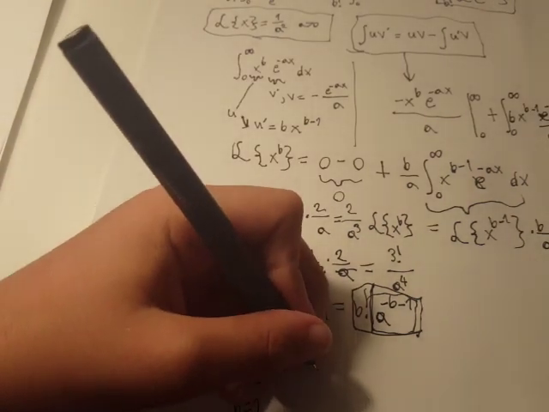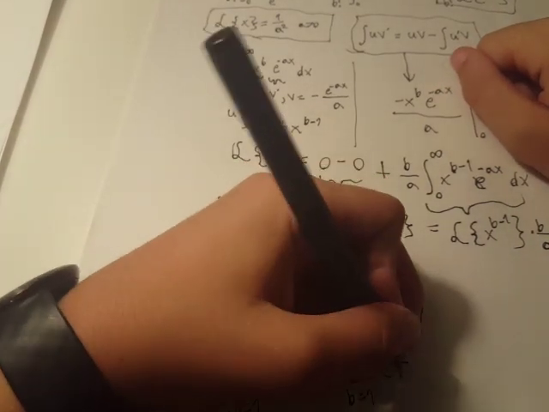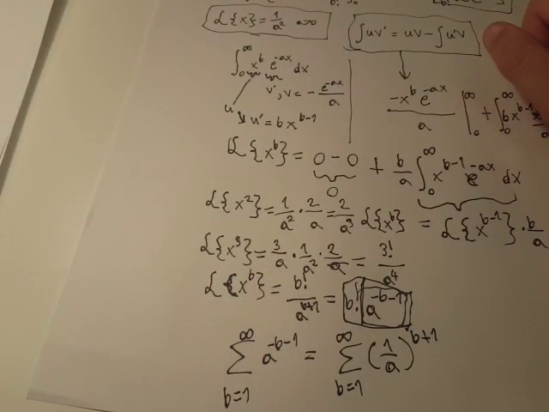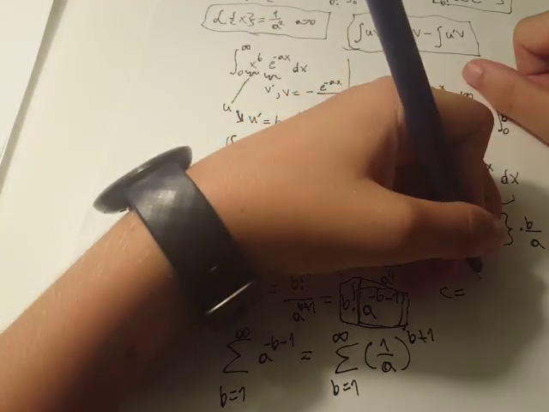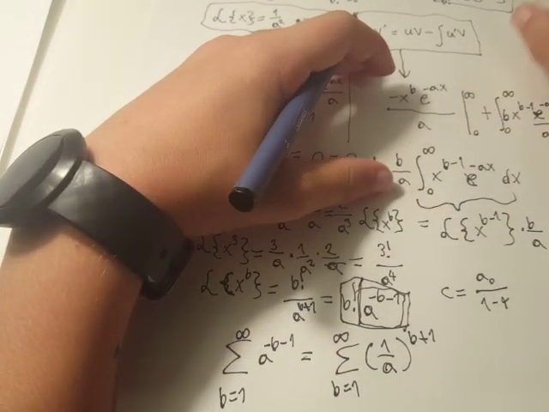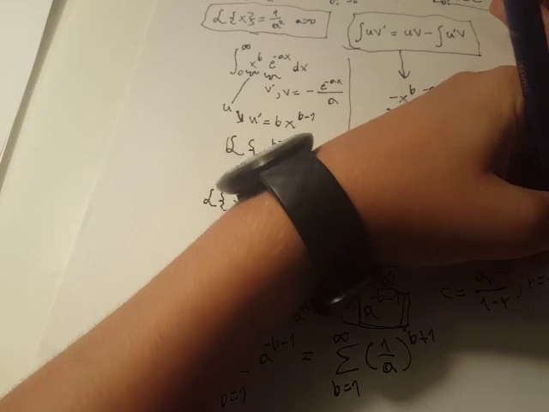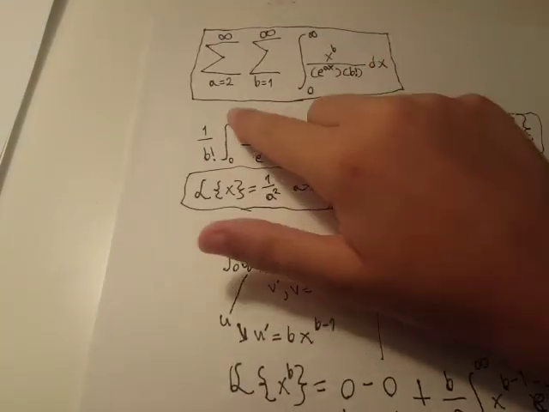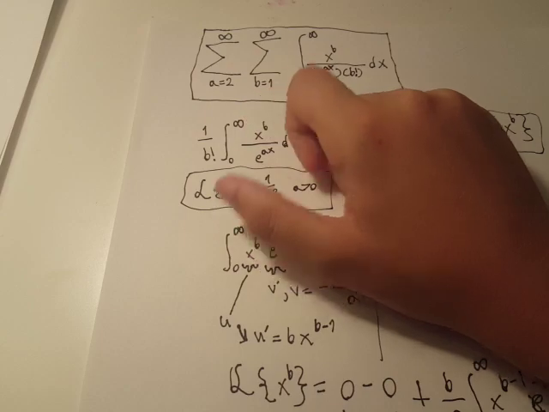So this can be rewritten as a geometric series, 1 over a to the power of b plus 1. And we know for geometric series that they converge to the first term over 1 minus r, where r is the thing in the bracket. And r is 1 over a. For this to work, r must be between minus 1 and 1, in which case it is, because a is always bigger than 1, and since we're dividing 1 by a, it's always smaller than 1.